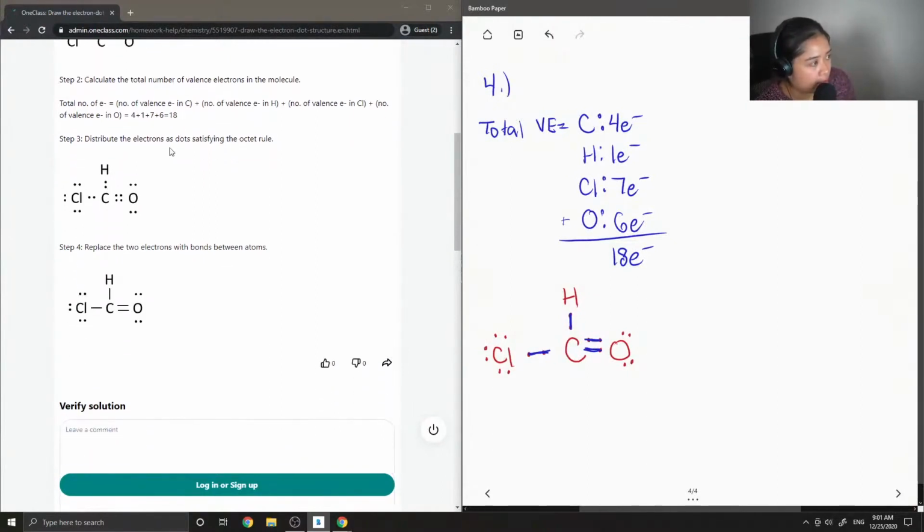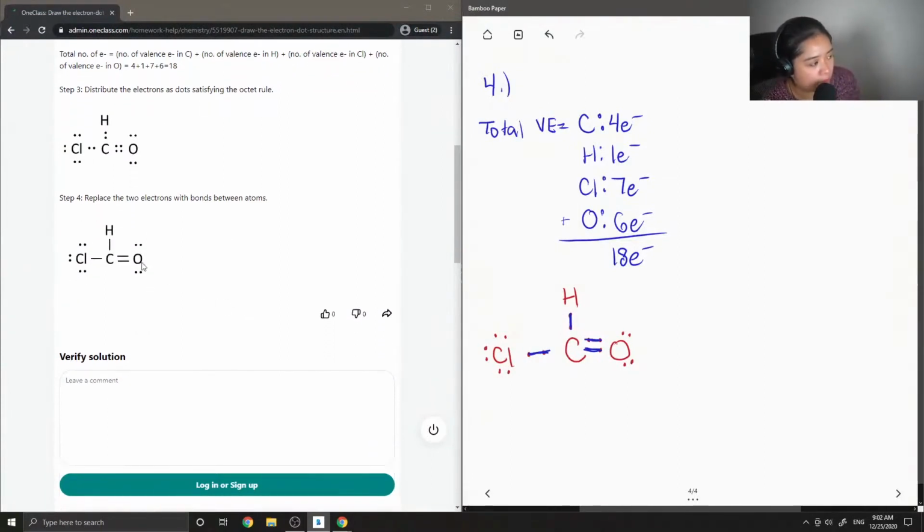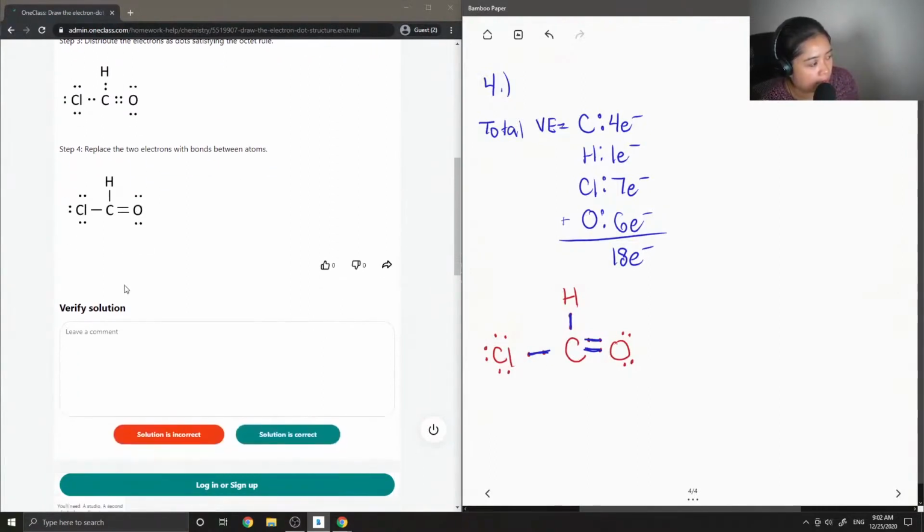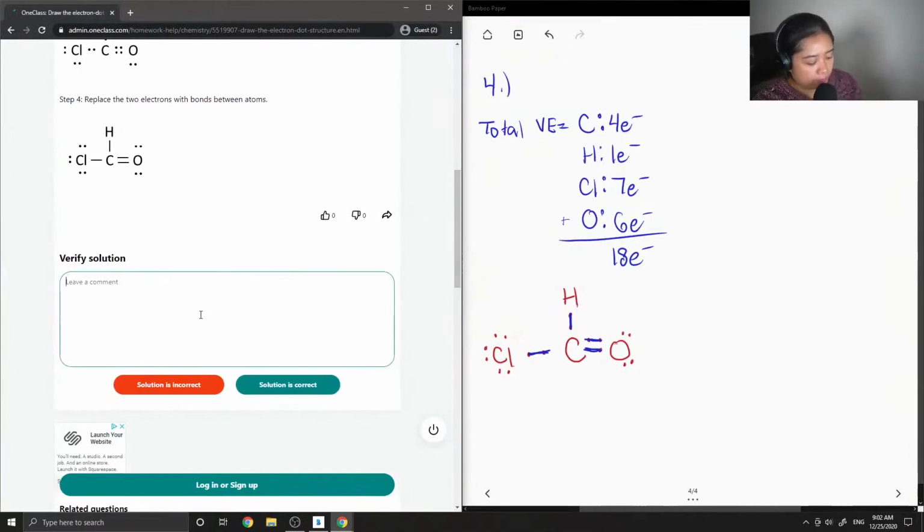Distribute the electrons as dots, satisfying the octet rule. Yep, so they also do all the dots around all the atoms. Step 4, replace the 2 electrons with bonds between atoms. Yep, so this solution is correct.